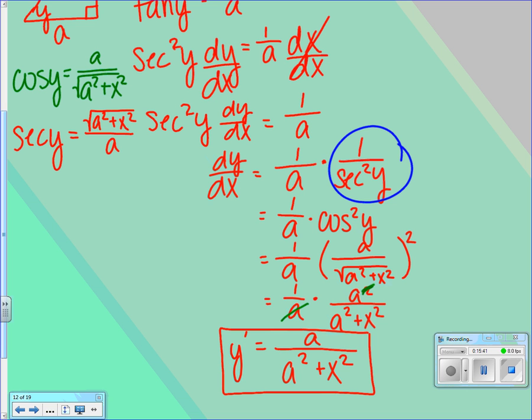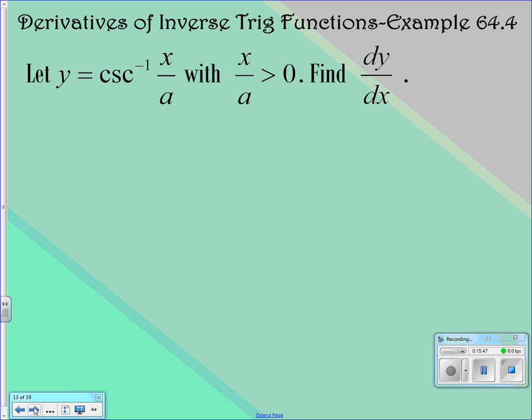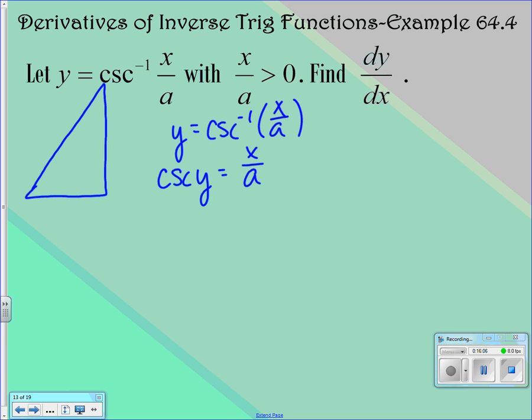And you may not realize it when you're working on your homework or on your test, and you should get the same answer if you simplify it correctly. So moving on to the cosecant, we're going to start off, instead of y equals cosecant inverse of x over a, we're going to make it the cosecant of angle y equals x over a. And so we're going to draw a right triangle, just like we've done every other time.